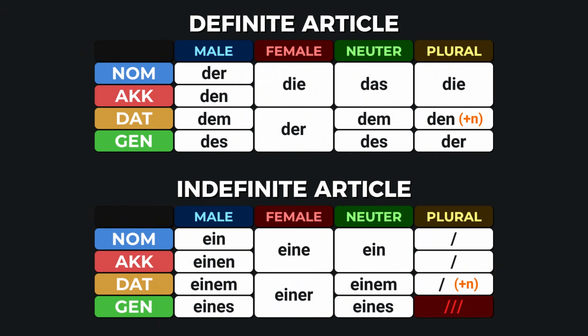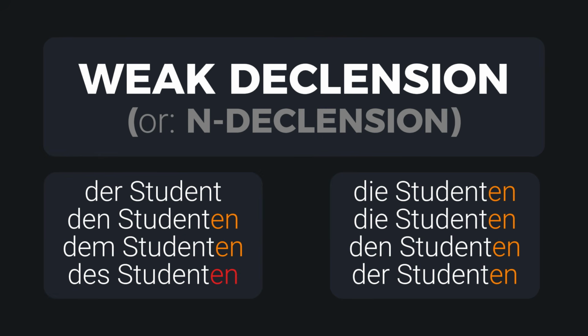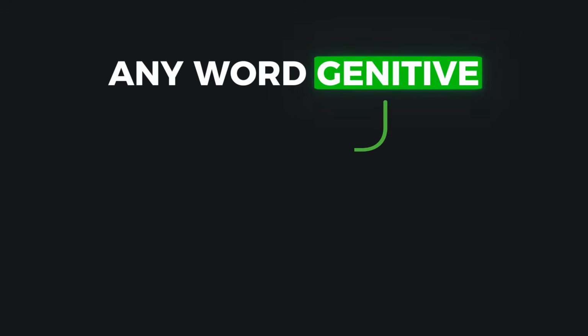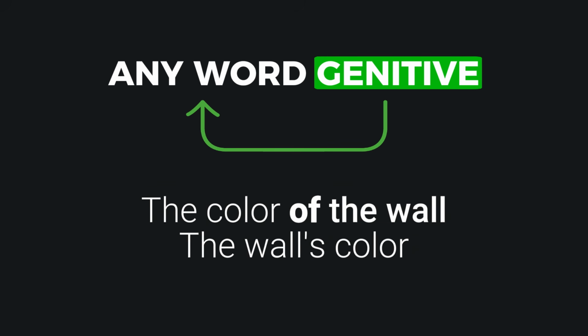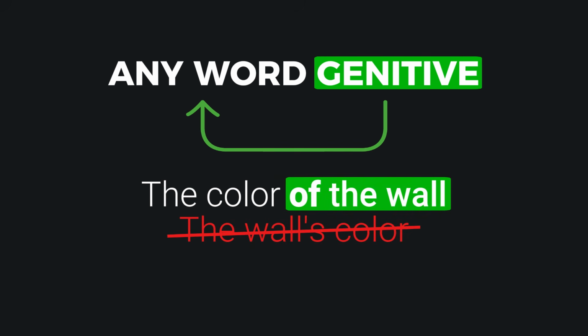One last thing, like the extra N in the dative plural, you have to add S or ES at the end of male and neuter singular nouns in the genitive, not for female or plural nouns. Additionally, nouns of the so-called weak declension do not get these endings as well, but I'll explain that thoroughly in a future video. Also keep in mind that the genitive is located after the word it describes, something like the color of the wall, never the wall's color.